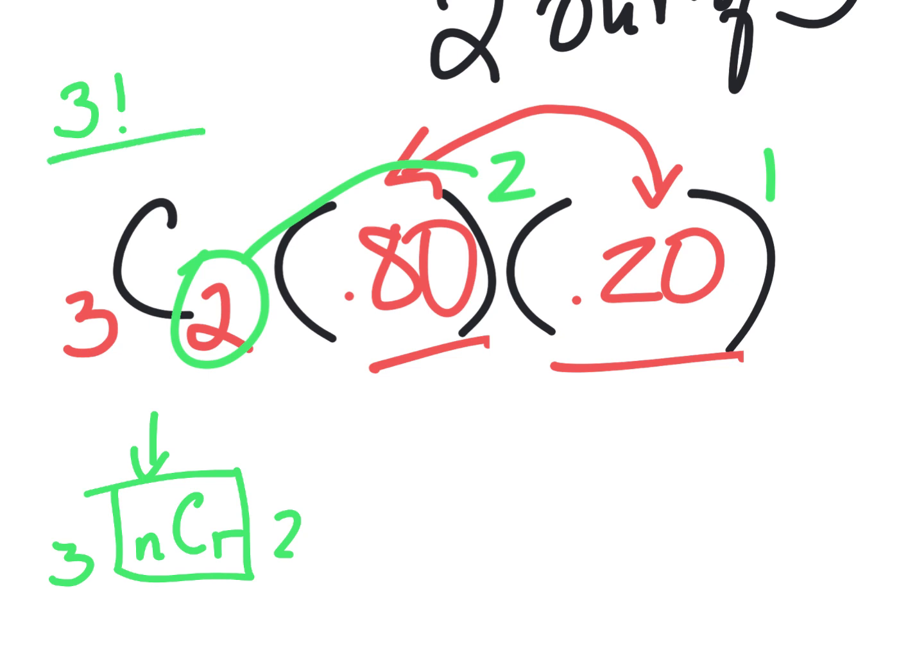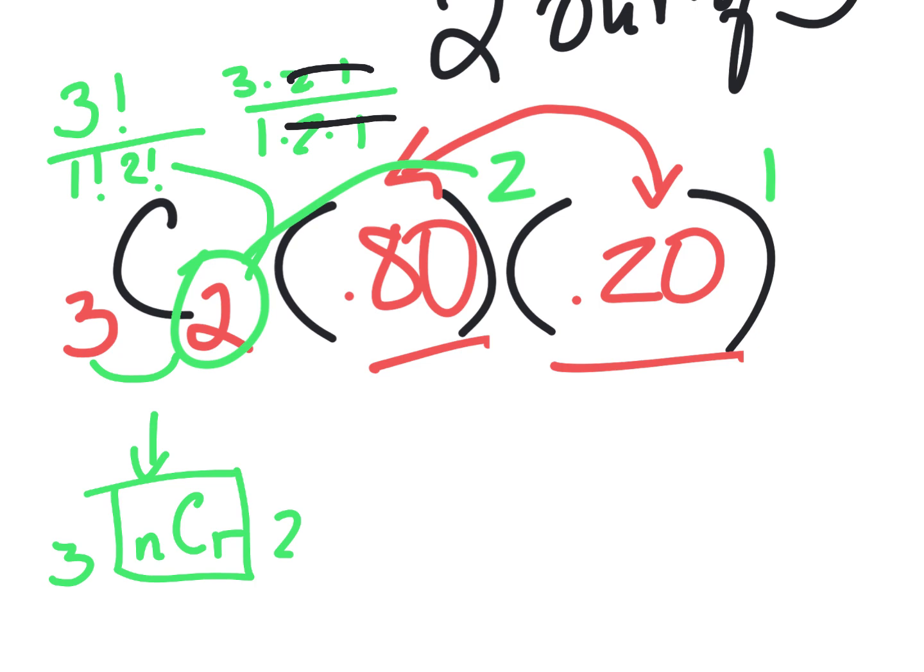3 factorial over 3 minus 2, which is 1 factorial, and I'm not quite done. Do you know how to finish that? An extra 2 factorial. Good. That's really 3 times 2 times 1 over 1 times 2 times 1. What do you think the answer is? Yep, those cancel. The answer is 3. So this whole thing is just 3.